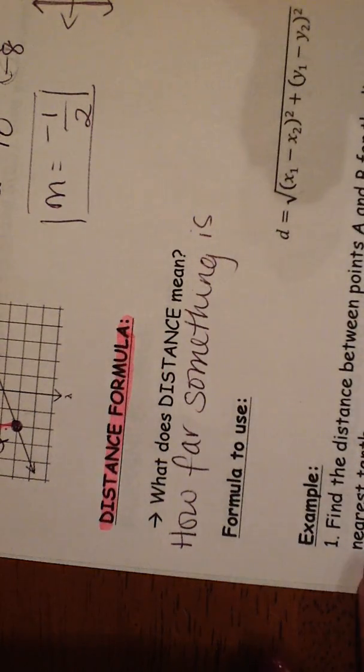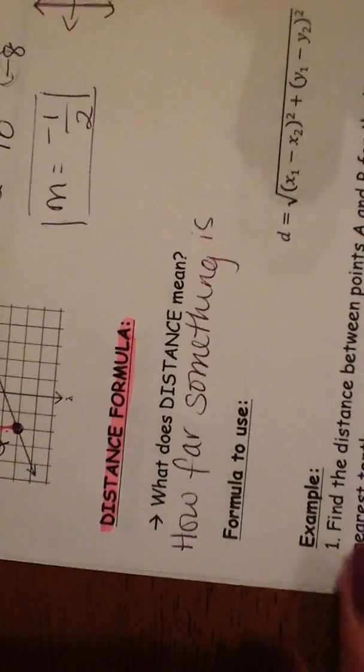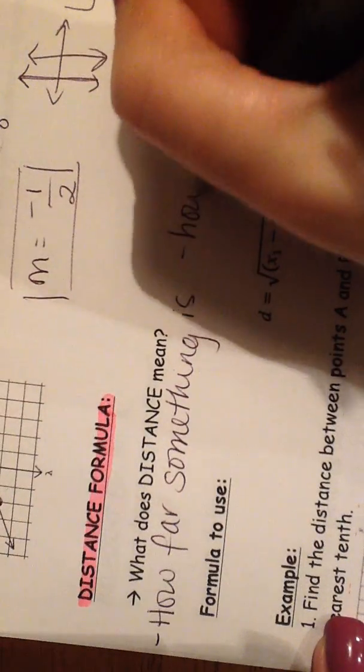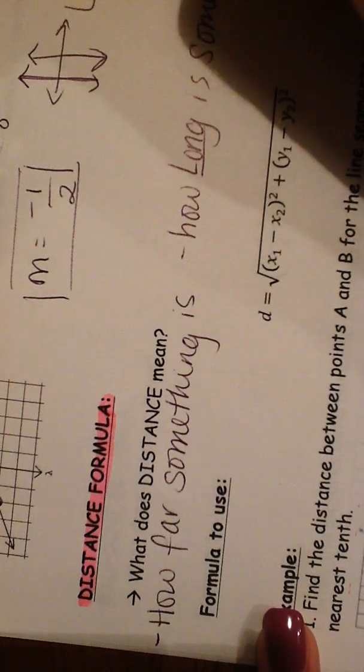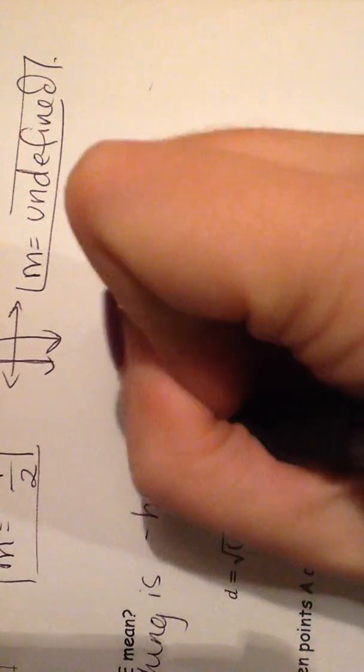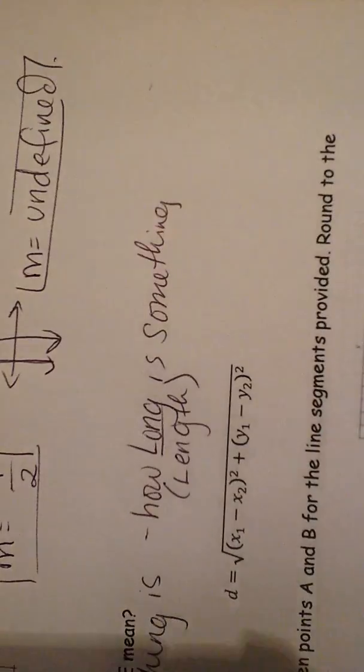Okay, it's probably the most common: how far something is from each other, the distance between point A and point B. I want to know how far it is. Another big thing people like to say is how long is something. The word long or length is used infamously with the distance formula.